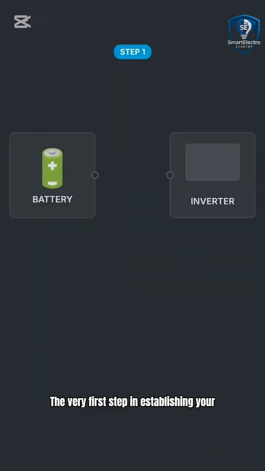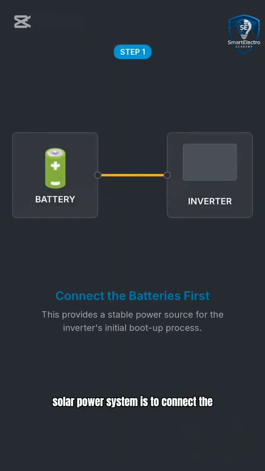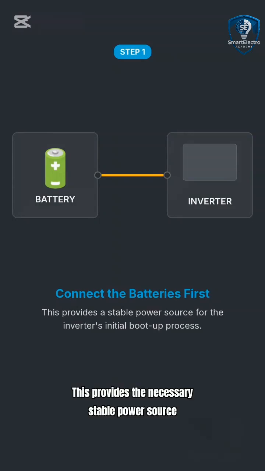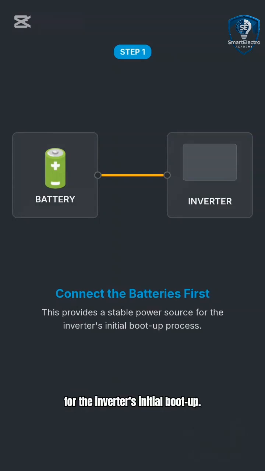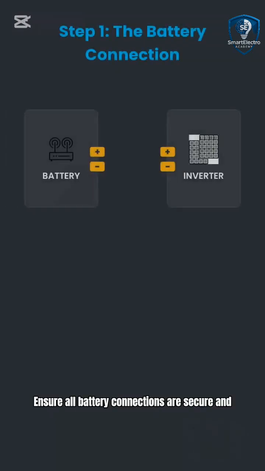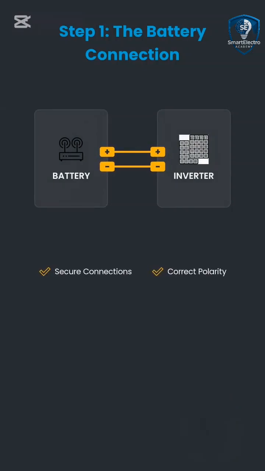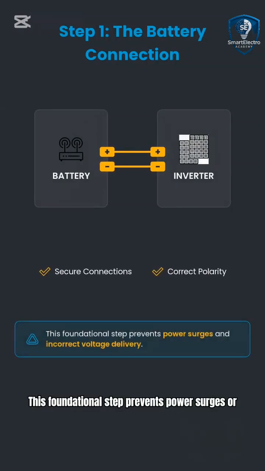The very first step in establishing your solar power system is to connect the batteries to the inverter. This provides the necessary stable power source for the inverter's initial boot up. Ensure all battery connections are secure and correctly polarized before proceeding. This foundational step prevents power surges or incorrect voltage delivery.